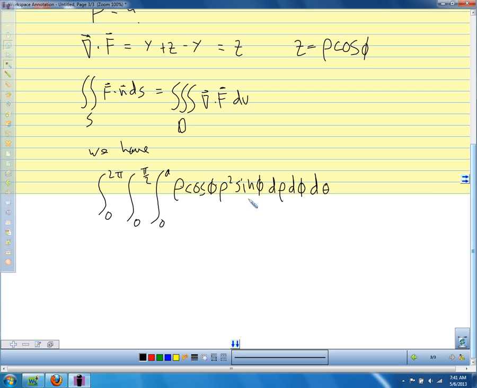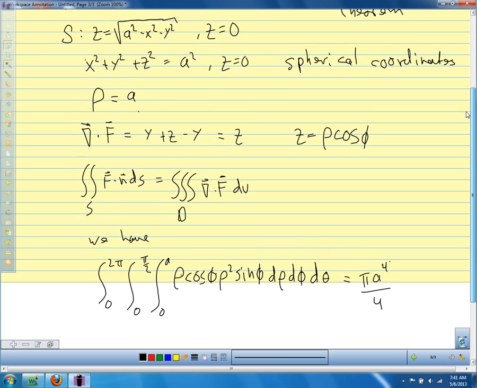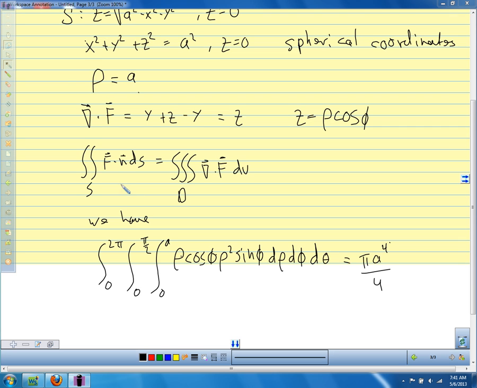So a nice, easy integral to evaluate. Our rho integral is just rho cubed. Our phi integral is just sine phi. And then our theta integral is just d theta. So this is a nice, easy one to evaluate. When I evaluate this all out, I get pi a to the 4th over 4. So this tells us that the flux of the field through this surface is pi a to the 4th over 4 units.